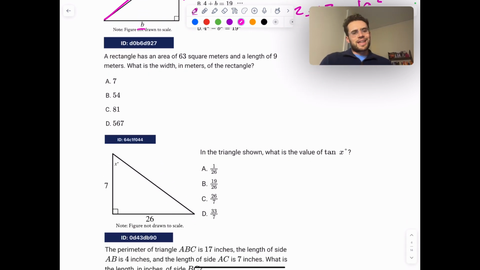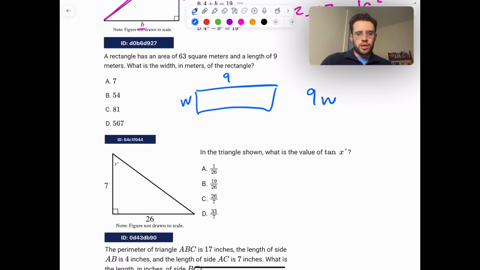A rectangle has an area of 63 square meters and a length of 9 meters. What is the width in meters of the rectangle? Length is 9. Then we know that 9 times W will give us 63. 9W equals 63. You could divide both sides by 9 or think what times 9 gives you 63. In that case, it would be 7. So the width will be 7 meters.